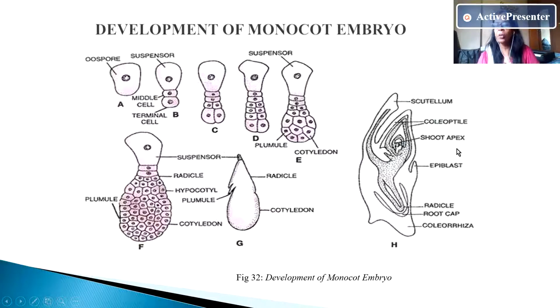Coleorhiza and coleoptile are the peculiarity of the monocot embryo. And the scutellum, that is the cotyledon. The cotyledon is otherwise known as scutellum, and one cotyledon is present, so it is known as monocot.